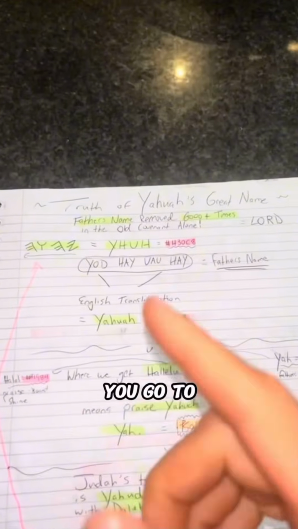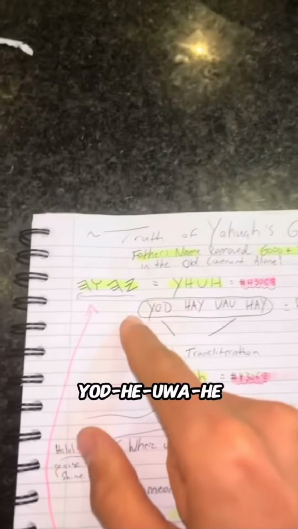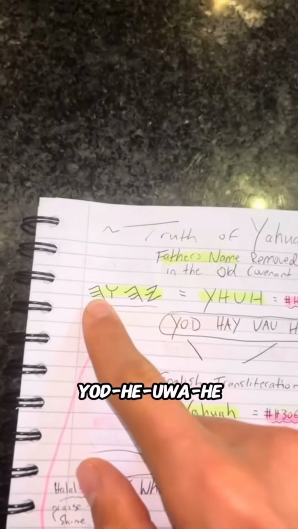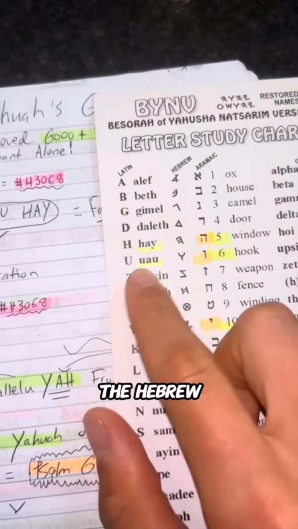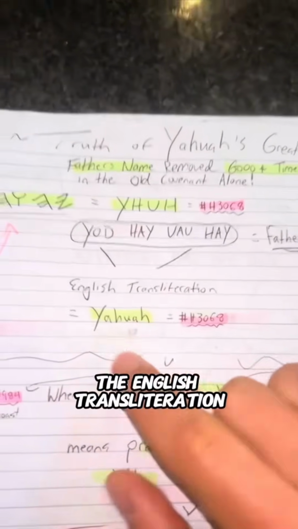Now, if you go to the concordance H3068, you will find Yod, Hey, Ua, Hey. Now, there's no W or E in the Hebrew. You have the Ua. So this is nonsense, and this chart is the creation of a man named Lou White, who does not have any relevant training or expertise, but started up this movement that's associated with Hebrew roots and things like that. But this is pure and utter nonsense. There are absolutely no experts in Hebrew who would begin to take this seriously. Which will be pronounced in Hebrew, the English transliteration, Yahuah.